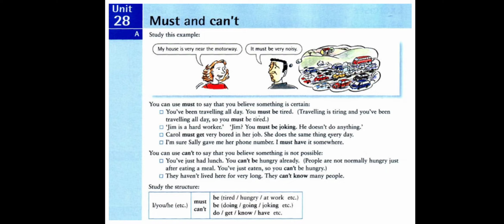We use must and can't for inference. When the inference is positive, we use must, and when the inference is negative, we use can't. Study this example situation. My house is very near the motorway.